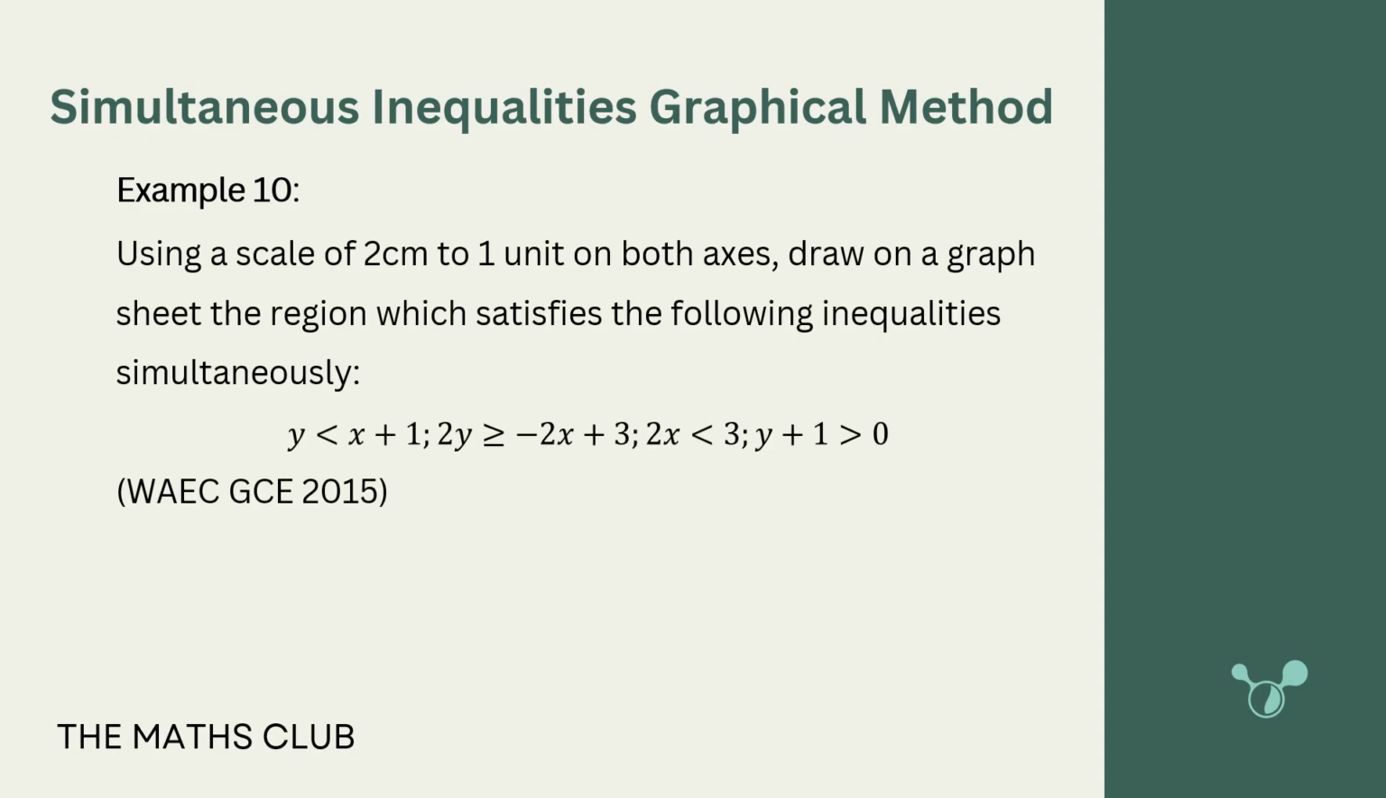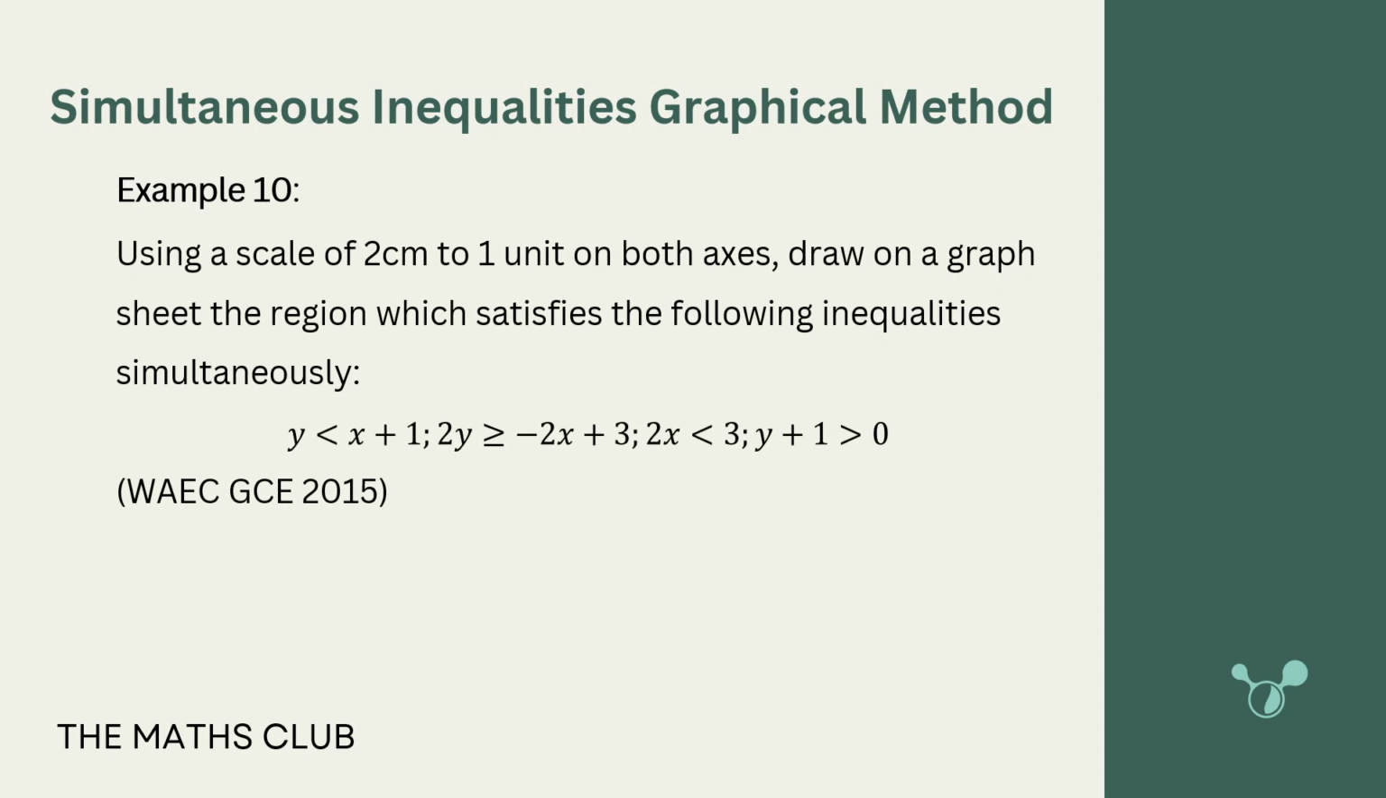Example 10 now says that we should use a scale of 2 cm to 1 unit on both axes. Draw on a graph the region which satisfies the following inequalities simultaneously: y is less than x plus 1, 2y is greater than or equal to minus 2x plus 3, 2x is less than 3, and y plus 1 is less than 0. This is from GC 2015.